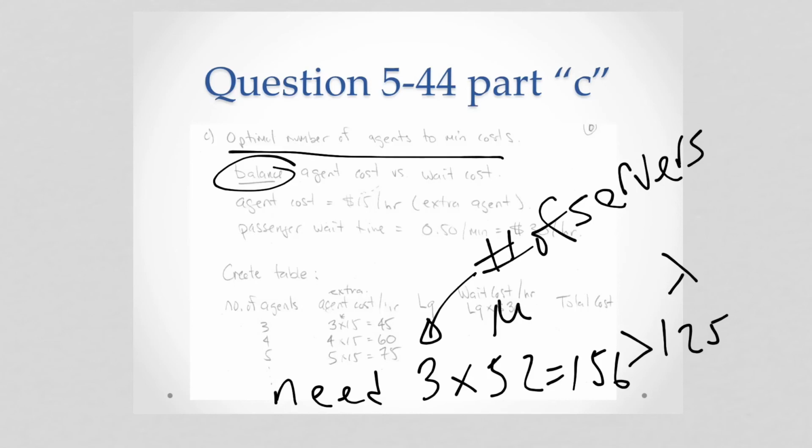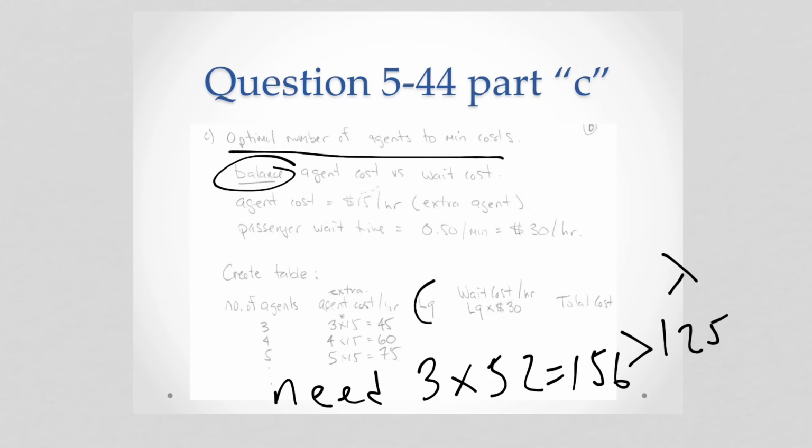So what we want to do next is calculate some LQs. The first thing is, for 3 agents, we can get P0. We've done it before. We use the table. We have lambda, we have mu. We can calculate our P0, and therefore we can calculate our LQ for 3 agents.